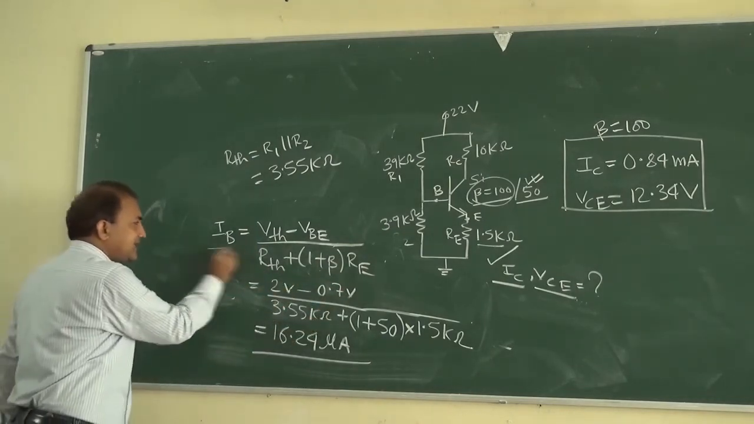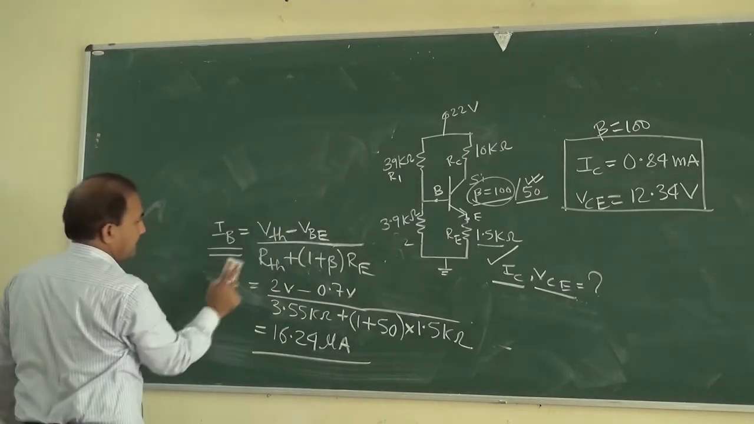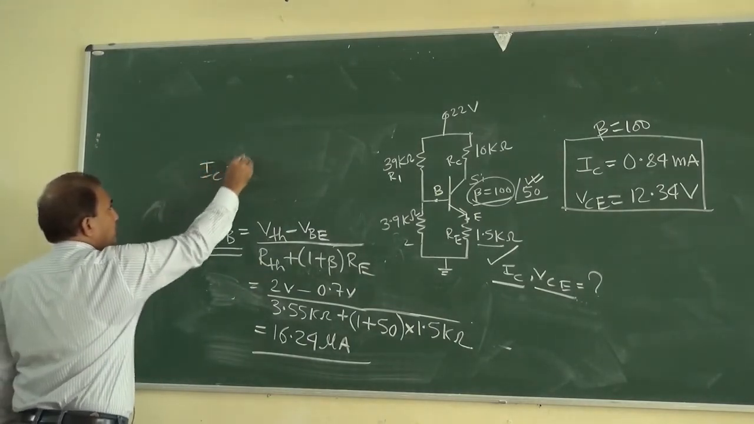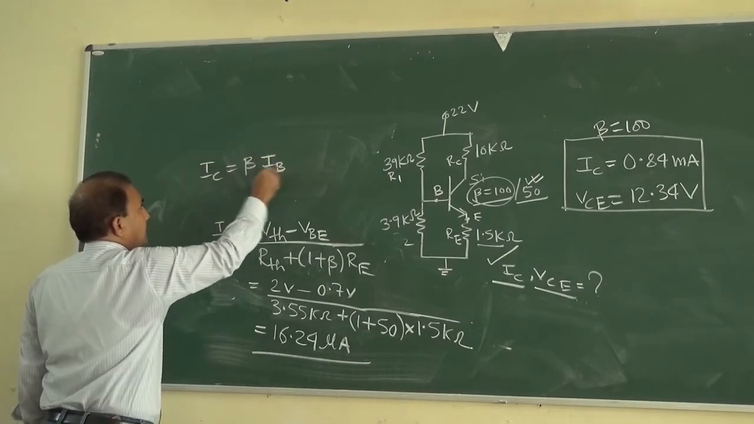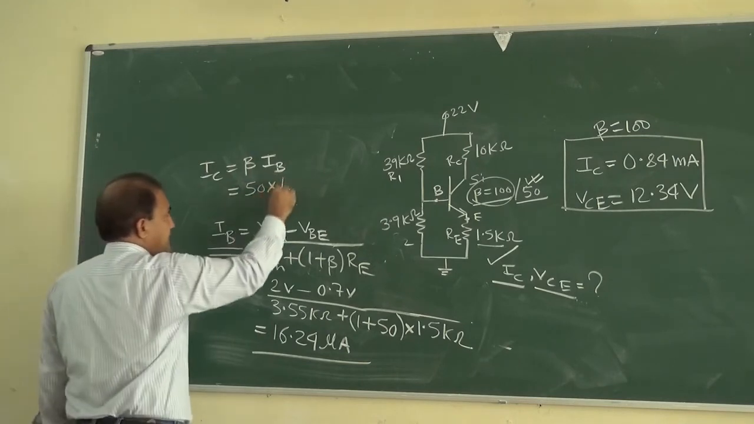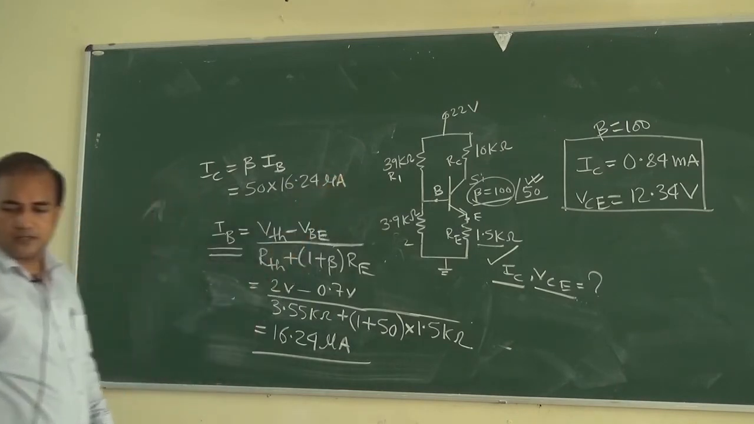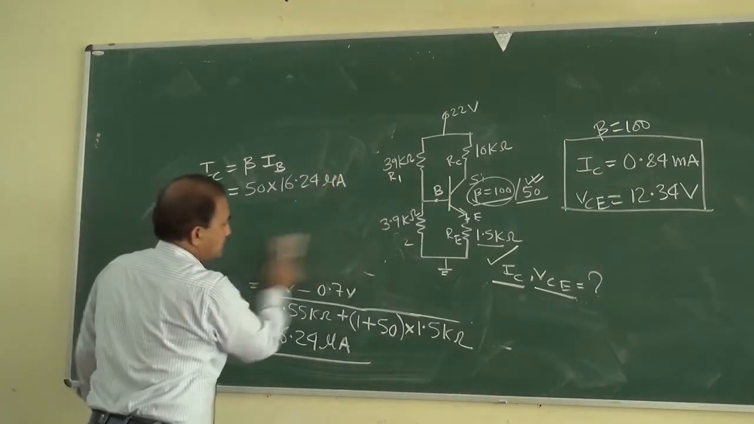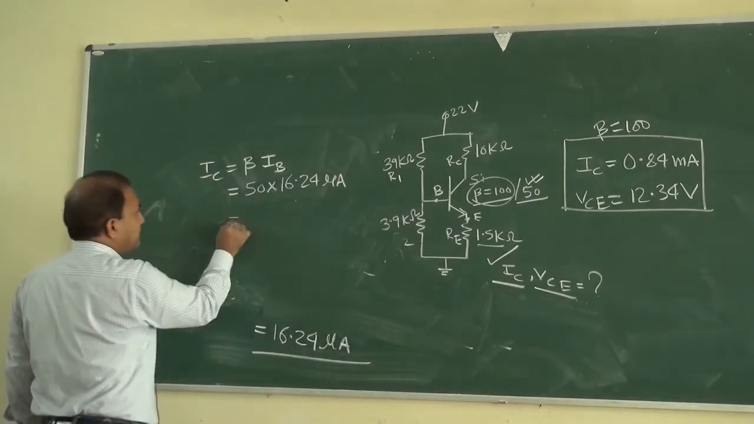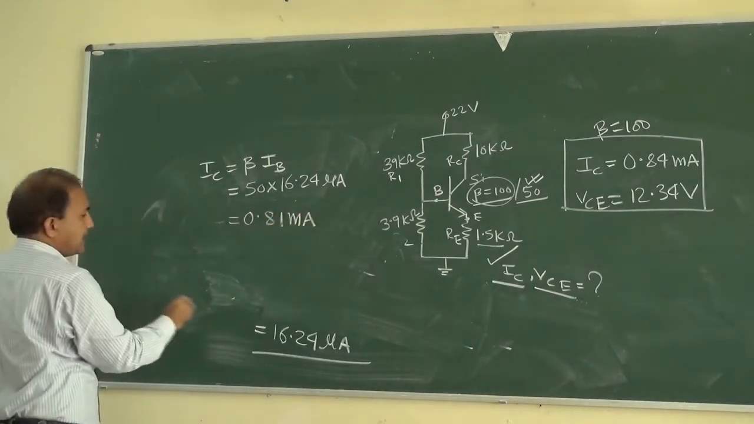Okay, now that we have the value of IB, how can we determine IC? IC is equal to beta times IB. Here beta is 50 multiplied with IB, which is 16.24 microampere. So the value of IC is equal to 0.81 milliampere.